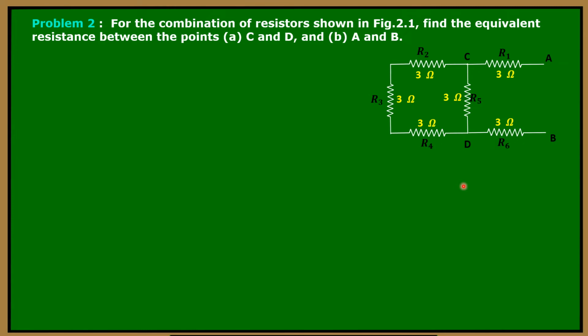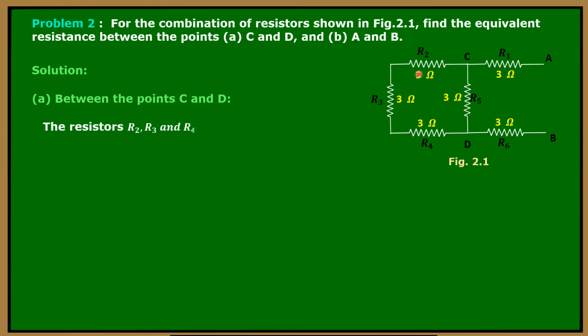See here. If you want to calculate the equivalent resistance between the 2 points C and D, you see here, these three resistors R2, R3 and R4 are in series connection, isn't it? So we can replace these three resistors R2, R3 and R4 by their equivalent resistor, 3 plus 3 plus 3, 9 ohms resistance. Okay, so here is the solution for this problem A. First, I am going to calculate the equivalent resistance between the points C and D. Problem A I am doing now.